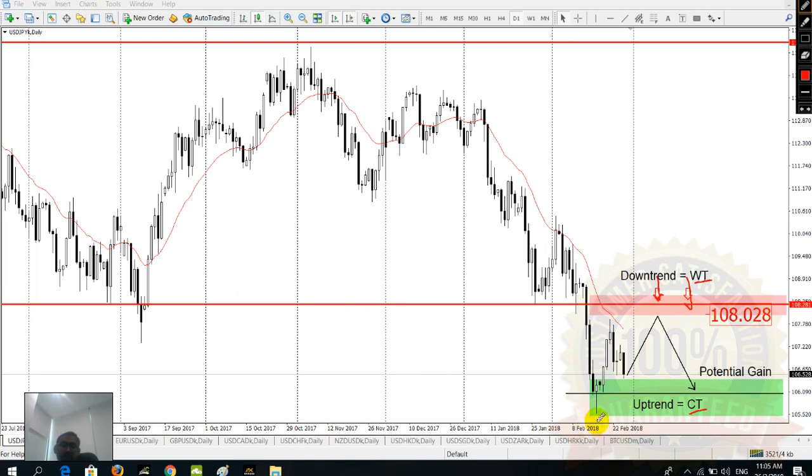If you ask me to buy, I would not be a buyer because I know it's a downtrend, but I'll choose to sell. I'll wait at this area.